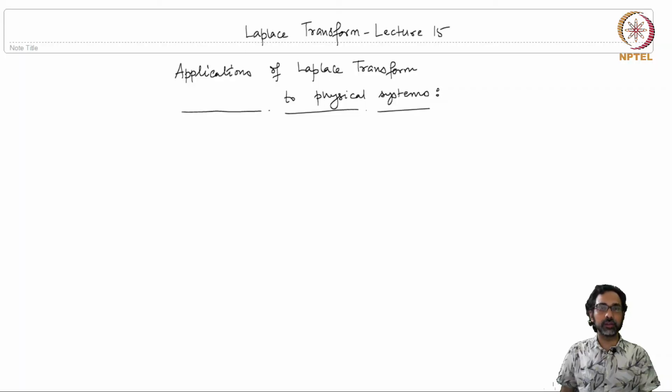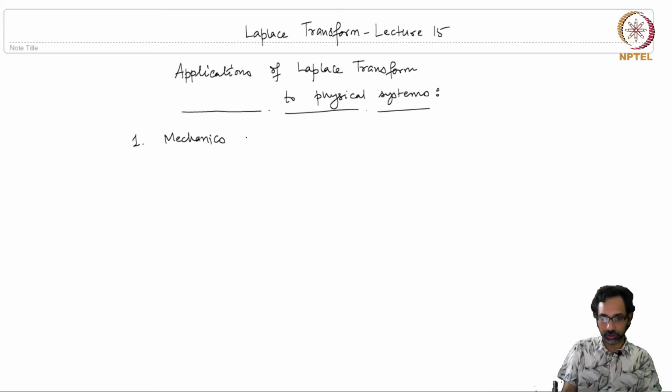In the last lecture, we have looked at the use of Laplace transforms to solve ordinary differential equations with constant coefficients. So today let's look at applications of Laplace transforms to some physically relevant systems appearing in real world situations. So the first one is in mechanics, and this is the spring mass system.